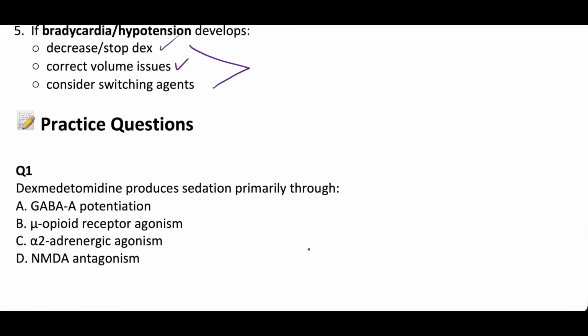Let's dive into some practice questions. For those of you that made it to the end of this episode, y'all are rock stars. Our practice questions, we have 3 of them, beginner, intermediate, and advanced in that order. We will read the question, read the 4 answer options, and then we will go right into the answer. So if you need more time to think about the answer, just pause the episode because we're just going to jump right into the answer. Question 1, dexmedetomidine produces sedation primarily through A, GABA A, B, mu opioid, C, alpha-2 adrenergic agonism, or D, NMDA antagonism. Pause if you need to.